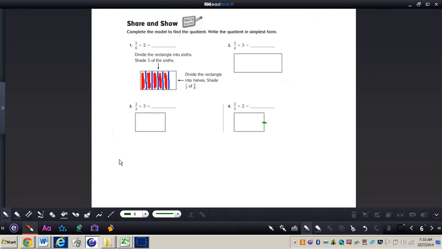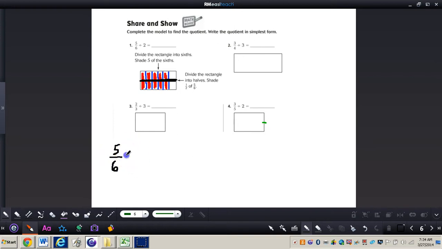Okay, let's take a look at number 1 now. We have 5/6 divided by 2. Now, what I did first of all, I did this already. You'll need to do this right in your book on page 260. So I represented 5/6. This is what the dividend will look like. Now what I'm going to do is just divide this right in half here. Okay, now I have 5/6, which I already showed you what it looks like.